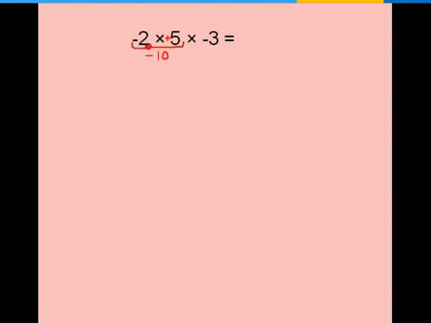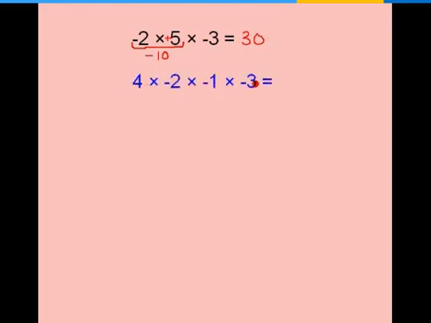Now I've got my minus 10, and I can multiply that by minus 3. Now I've got 2 signs that are the same, so I know I'm going to have a positive answer, and 10 times 3 is 30. So the answer to this question is 30.